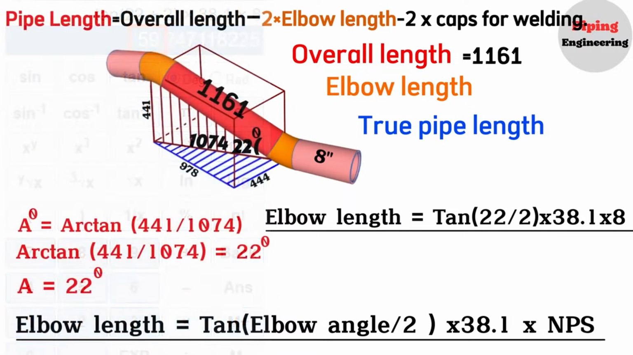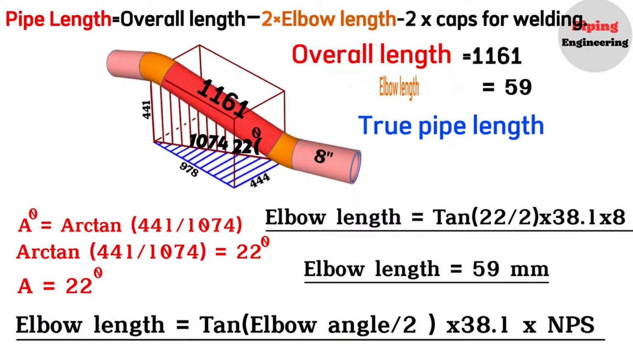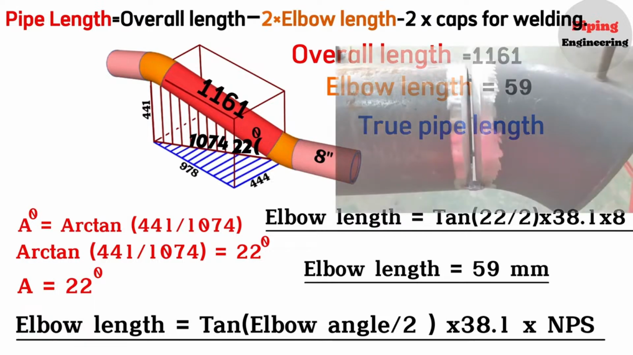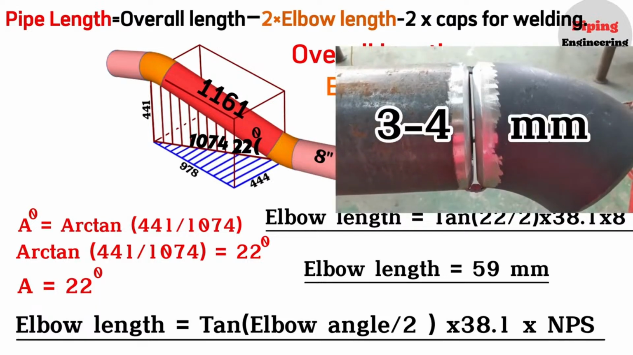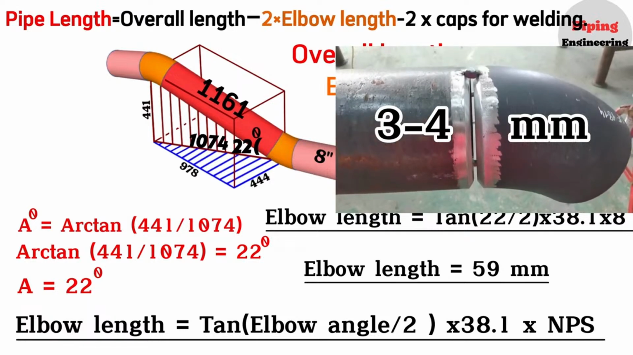So, we calculated and found that the length of the 8-inch 22-degree elbow is 59 millimeters in this pipeline. Also, from our other videos, we learned that during fit-up a small gap is required for welding. It should be approximately 3 to 4 millimeters. Now I will show you a small fragment in practice demonstrating how to set the fit-up gap for welding. Please watch it so you can get an idea of the gap in the fit-up. This gap is necessary for a good root weld.